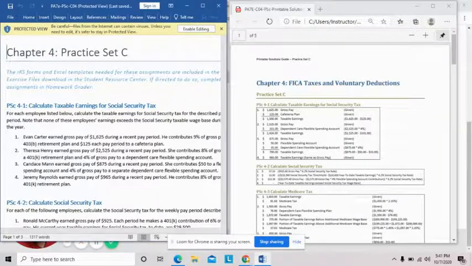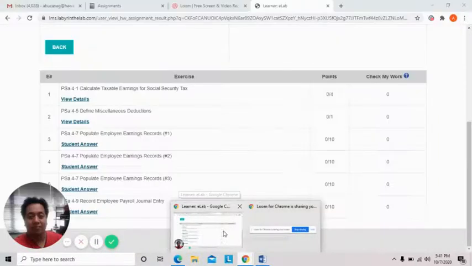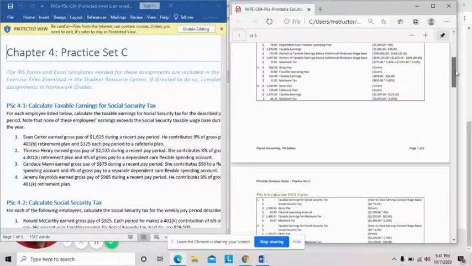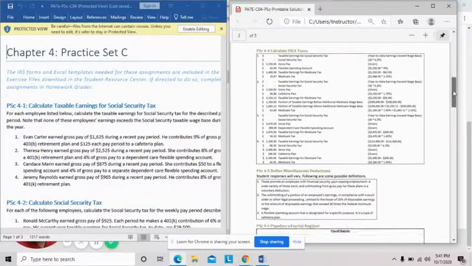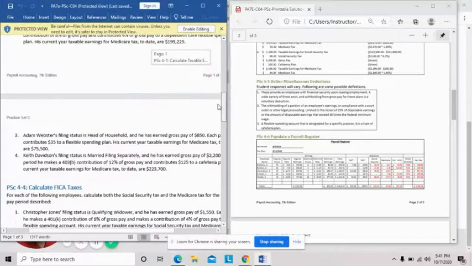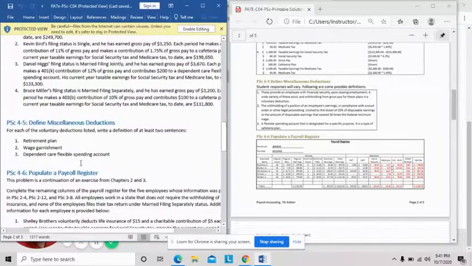So the next problem I wanted to discuss is from 4.5. Just want to look over a few things. So you have to respond in certain ways. There are different definitions, as you can see here. If we look at 4.5, for each voluntary deduction listed, write a definition. So here are some various definitions you could write out. See here, I would find them in the book.